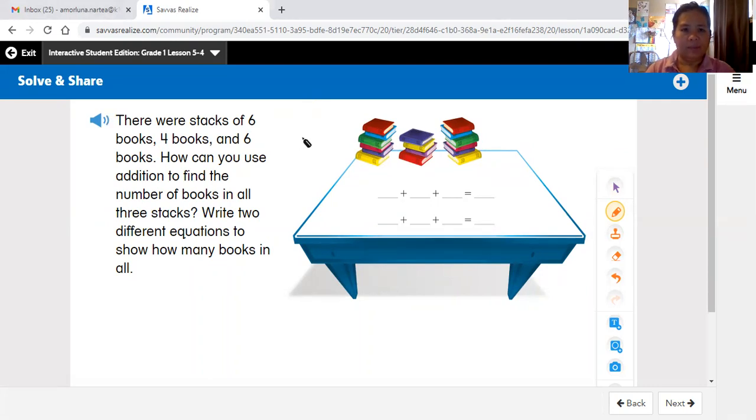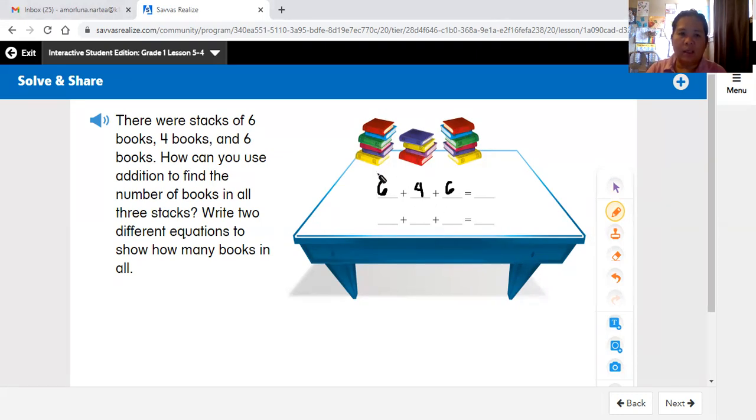Okay, so it says there were 3 stacks of books here. As we can see, 1, 2, 3, 4, 5, 6. So I will write number 6 on here for this pile or stack of books. Plus, we have another stack of books here, 1, 2, 3, 4, and that is 4. And the last one, we have 1, 2, 3, 4, 5, 6. And now we have the addends that we are going to solve. How can we use addition to find the number of books all together? We are going to write 2 different equations to show how many books in all.